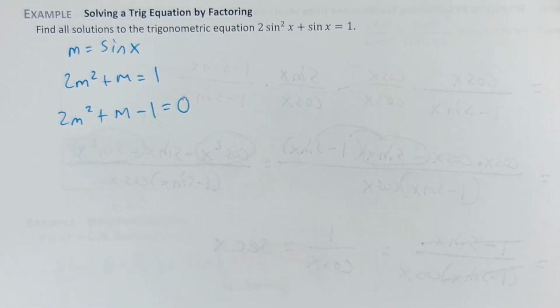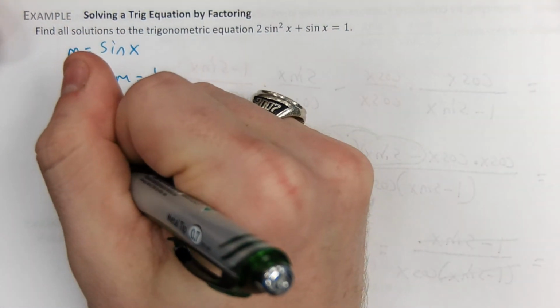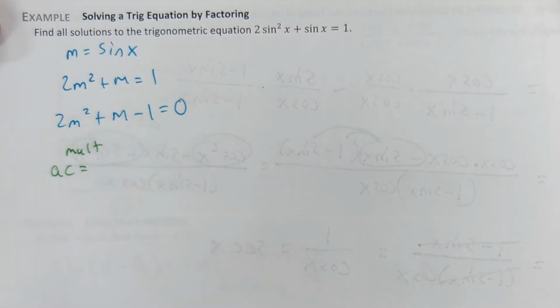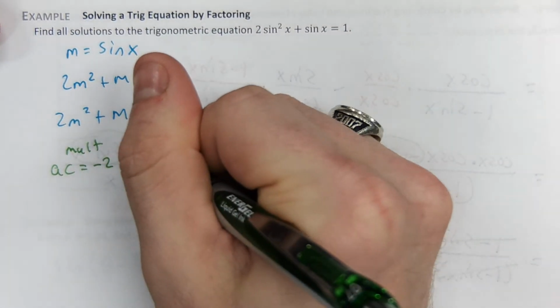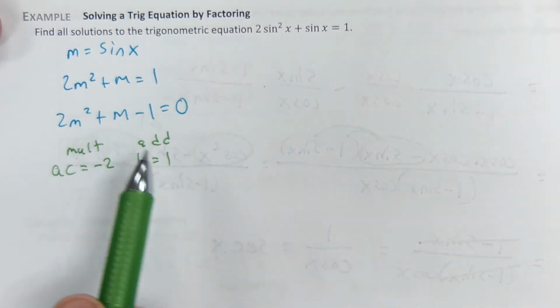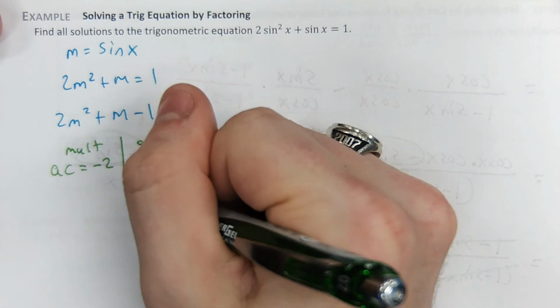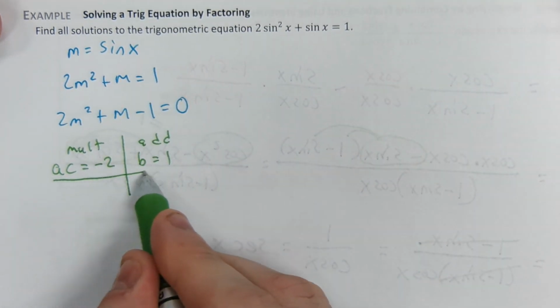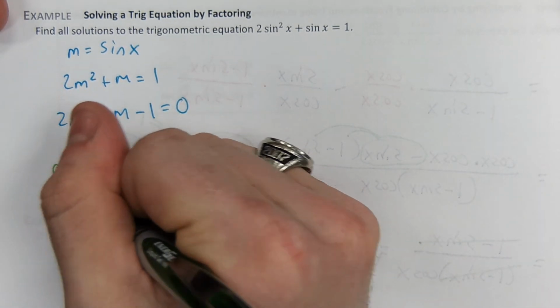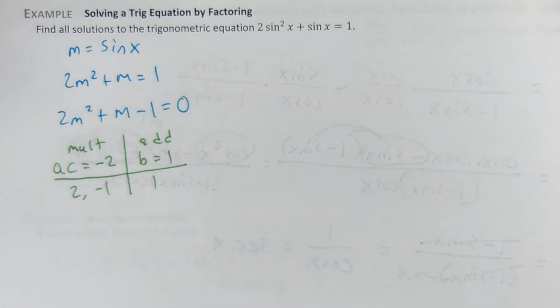Good old Lizzie method, because there's a number in front of my leading squared variable. I need 2 numbers that will multiply to a times c. My a times c is 2 times -1 is -2. And I need whatever those 2 numbers are to add to my b value of +1. That one's very easy. The 2 numbers that multiply to -2 and add to 1, 2 and -1. Awesome.